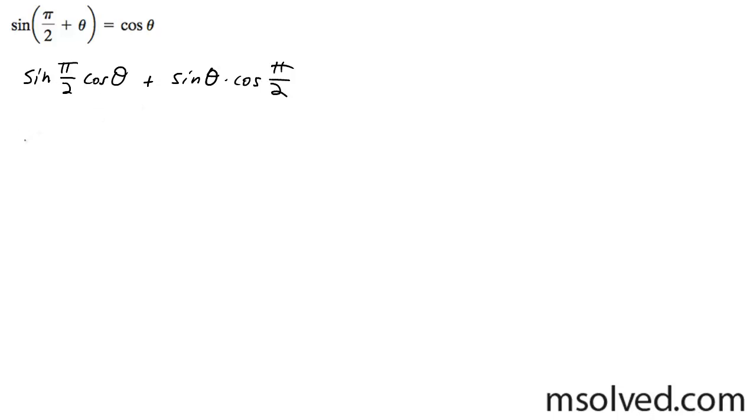Now the sine of pi over 2 is simply equal to 1. And then the cosine of theta, we don't know what that is, but it's just cosine of theta plus the sine of theta. And the cosine of pi over 2 in this case, that's just 0, and anything times 0 is 0. So this simply is equal to cosine of theta, because this over here is equal to 0. We proved it.